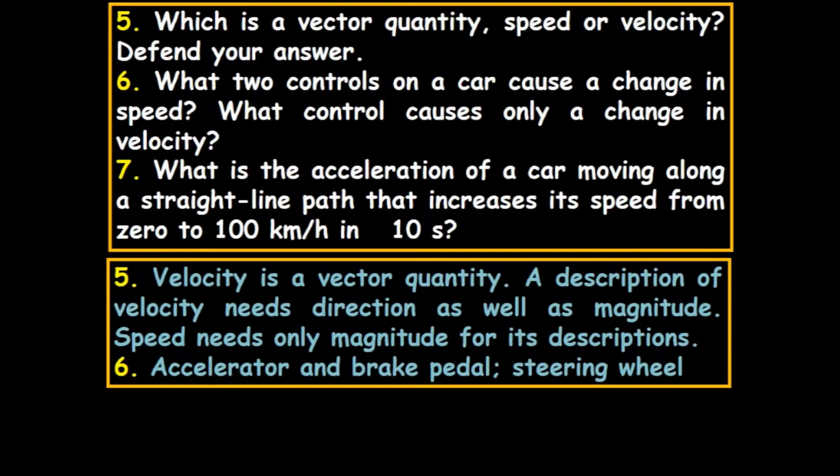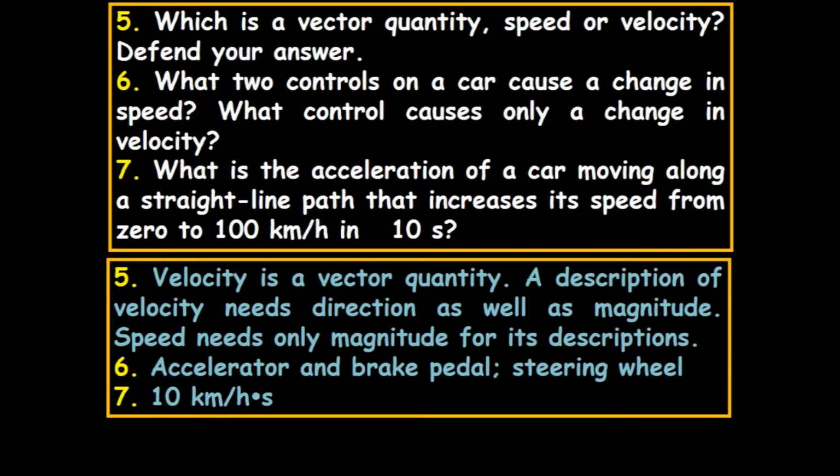What is the acceleration of a car moving along a straight line that increased its speed from 0 to 100 kilometers per hour in 10 seconds? It would be 10 kilometers per hour per second.